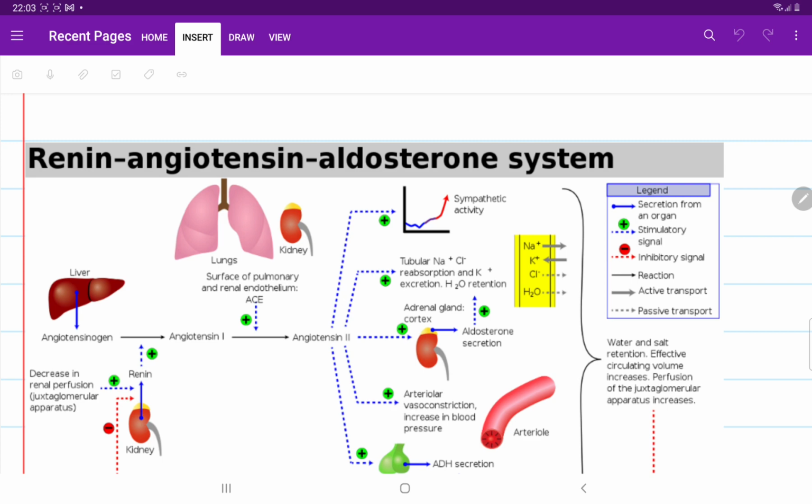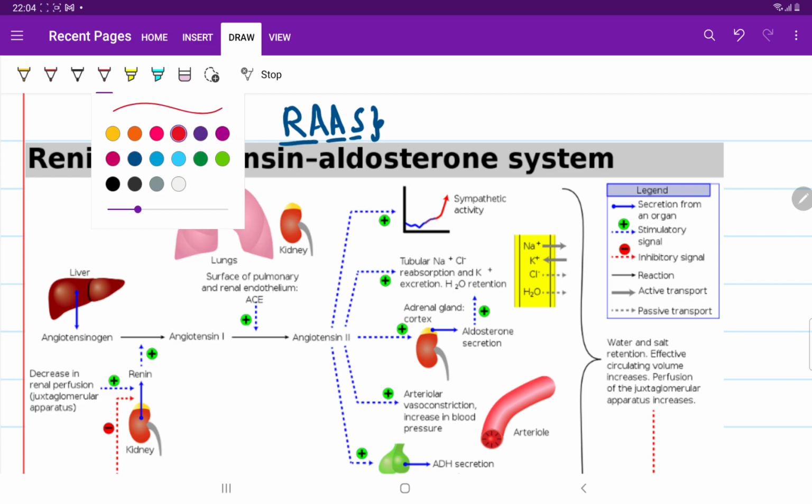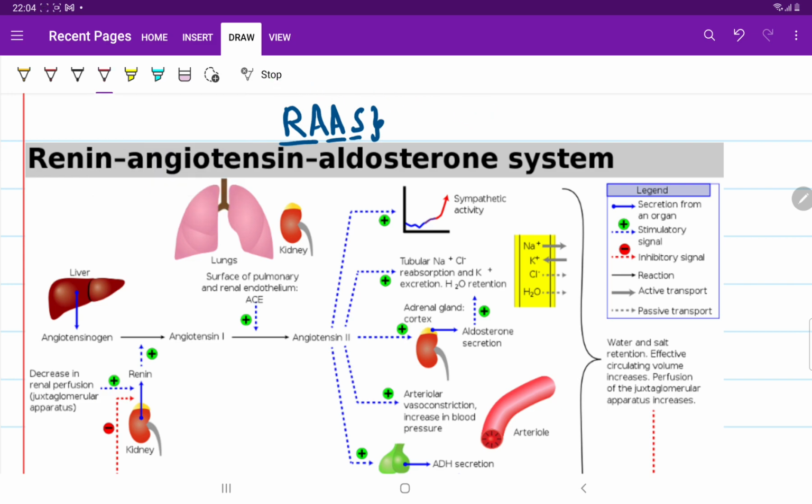In this video, we are going to discuss the renin angiotensin aldosterone system. What is this renin angiotensin aldosterone system? It is also called RAS. So what is that exactly? Try to understand it, students.